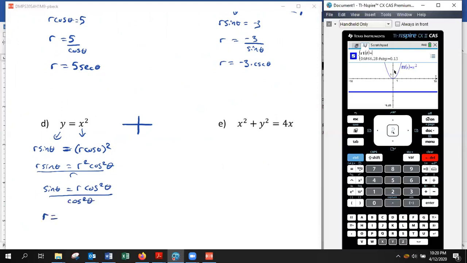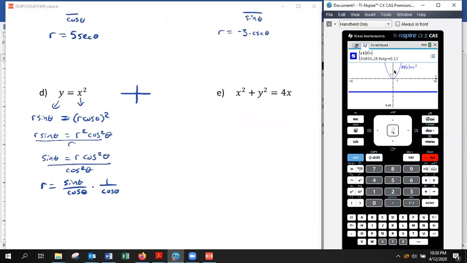So I'm going to put the r on this side. So r is going to be sine theta divided by cosine squared theta, which I'm going to write a little bit creatively, looking like that. Sine of theta over cosine theta, if you remember, is equivalent to tangent theta, and 1 over cosine is equivalent to the secant of theta.